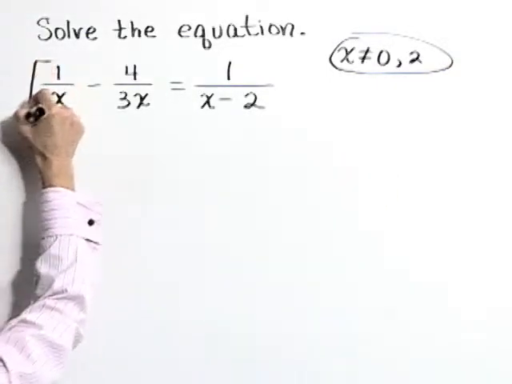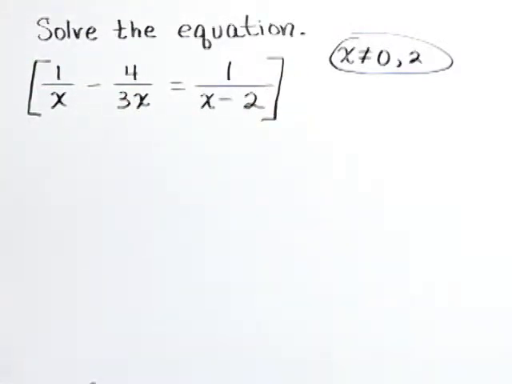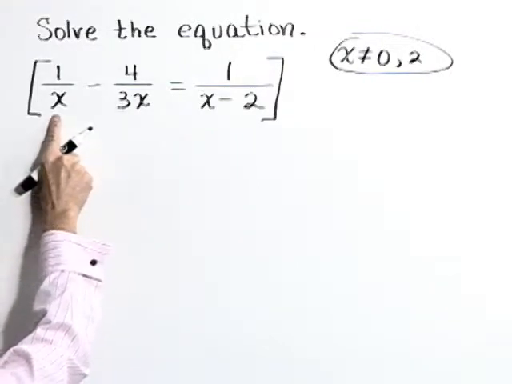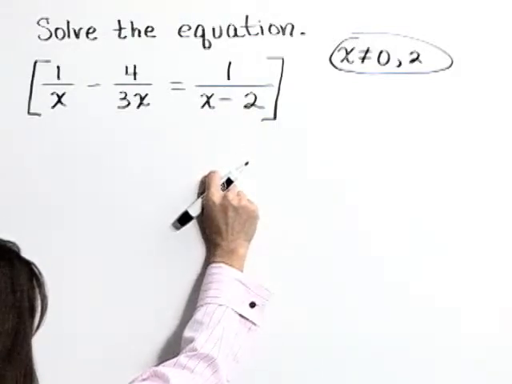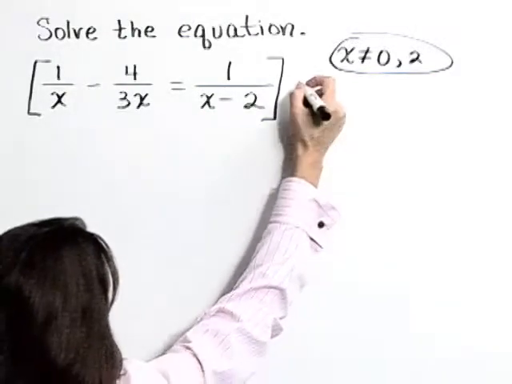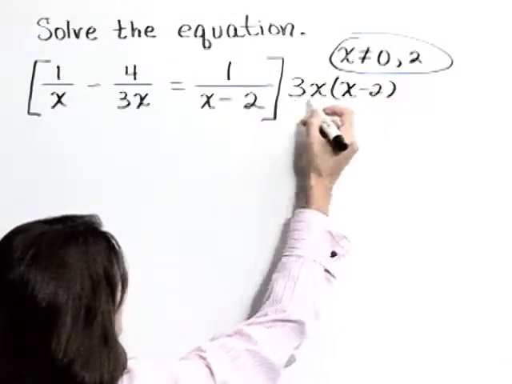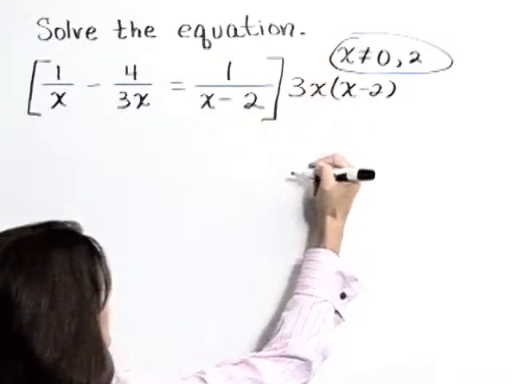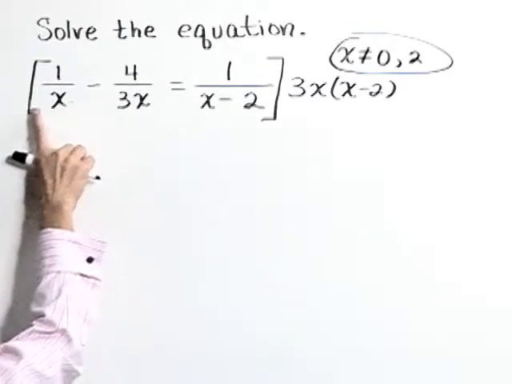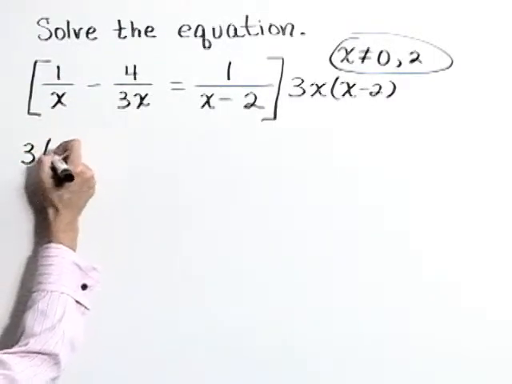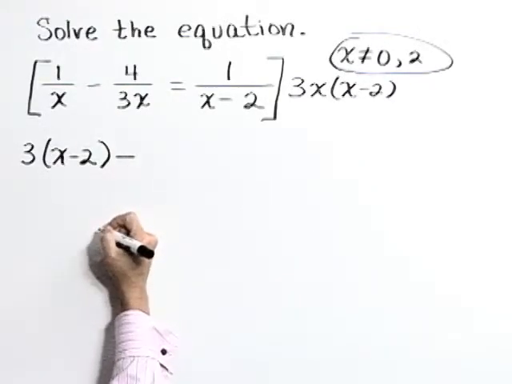Let's begin by multiplying everything on both sides through by a lowest common denominator. Our lowest common denominator will contain an x, the number 3, and x minus 2. So multiplying by 3 times x minus 2, and you can think of that as over 1, a value in the numerator. Taking that times 1 over x, the x's cancel, leaving 3 times x minus 2, minus sign next.